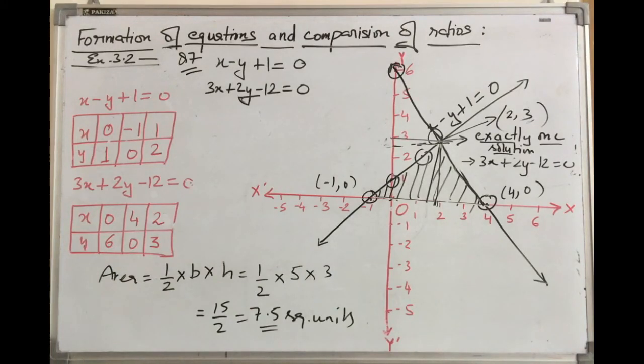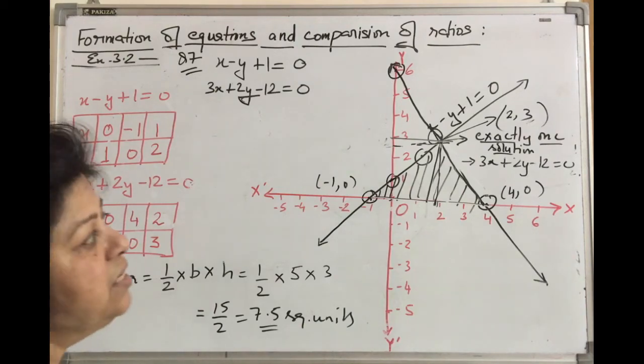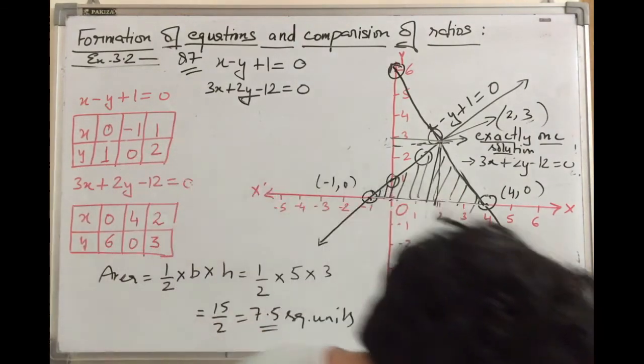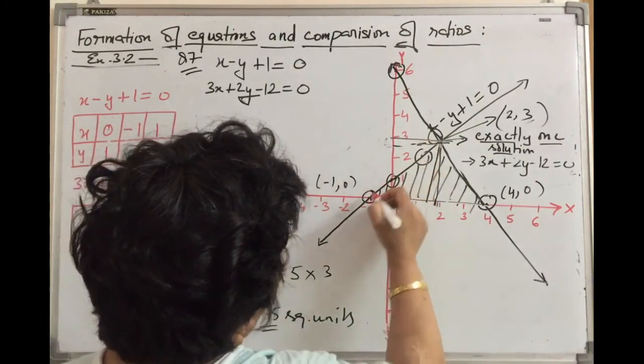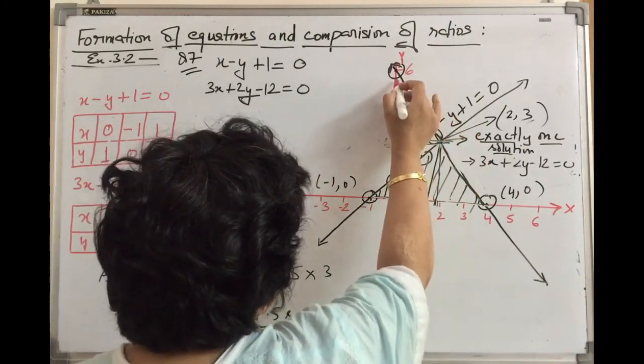Just in case the question demands find the area of the triangle formed by the lines and the y-axis, then in that situation the triangle formed by the lines and y-axis will be this one.